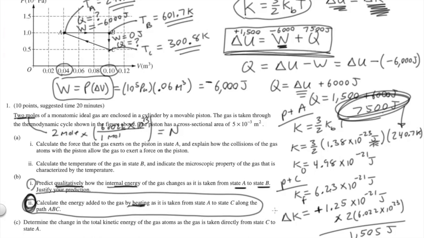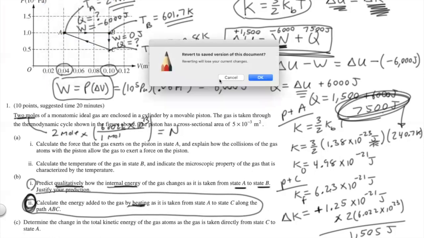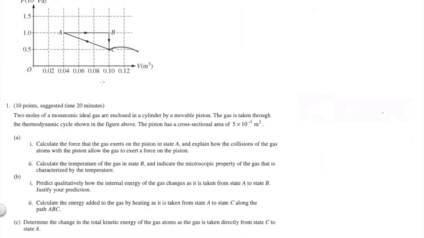Okay. All right, part C, the last part. Determine the change of total kinetic energy of the gas atoms as the gas goes from C to A. Now that we've done all this work in part B, part C is really not bad at all. But we are going to need temperatures again. Temperature at C was 300.8 Kelvin. Temperature at A was 240.7 Kelvin. We want the change in the total kinetic energy from C to A. So we start at point C and calculate the kinetic energy, 3/2 Boltzmann constant times temperature.